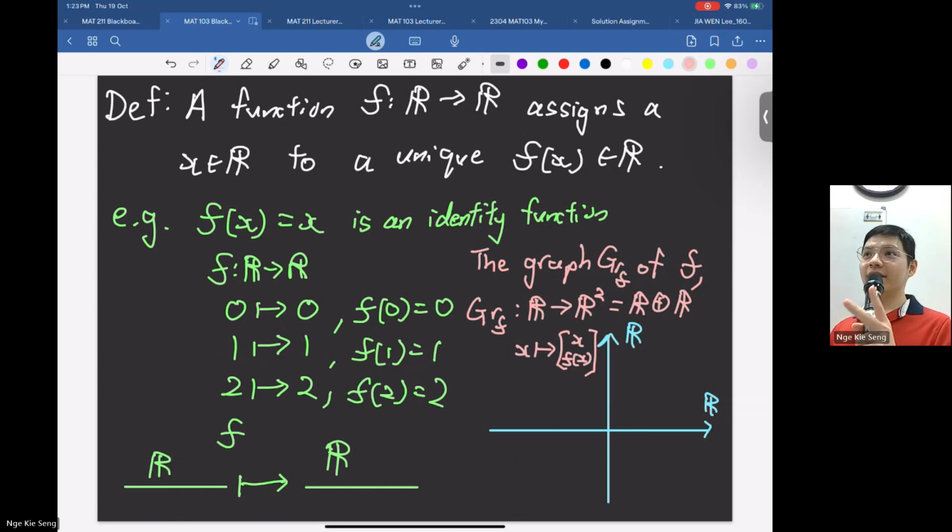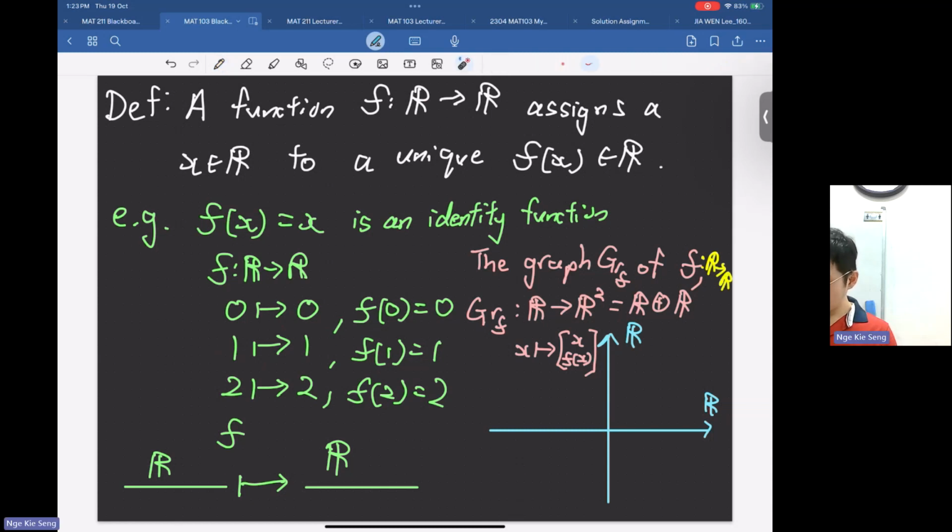For now, what you need to know is that the graph of a function f from R to R is a map from R to R squared. So why is it R squared? It's because of this: I can add spaces together. And I won't define it now, but you can keep it in your mind first. In future, you will make this.